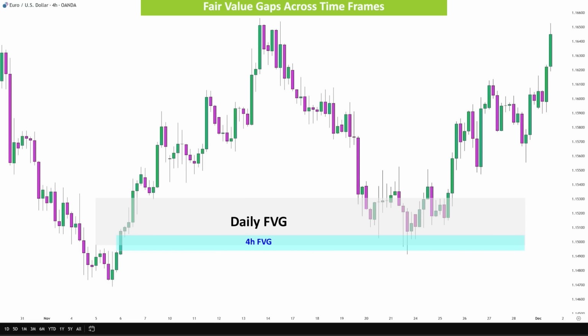Refining a fair value gap means moving to a lower time frame to locate a more precise fair value gap within the larger zone. For instance, when we zoom into the 4-hour chart, we can identify a 4-hour fair value gap sitting inside that broad daily area. This transforms a wide daily imbalance into a much tighter and more accurate zone to work with. This refinement process is not exclusive to fair value gaps. The same approach can be applied to order blocks, supply and demand zones, and other key areas.